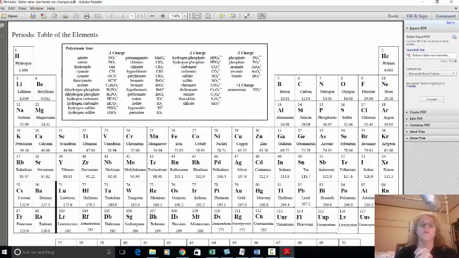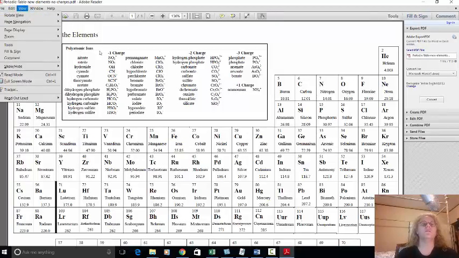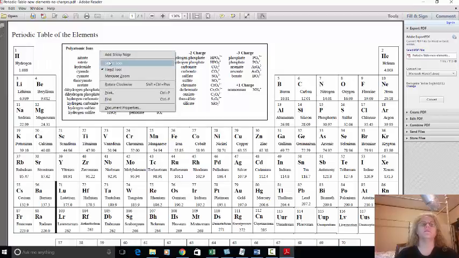Here I have our periodic table. Hopefully you can see that. I don't know if you can see my cursor. It's sort of a hand right now. Let's see if I can change that. Let's see if I right click on that here.